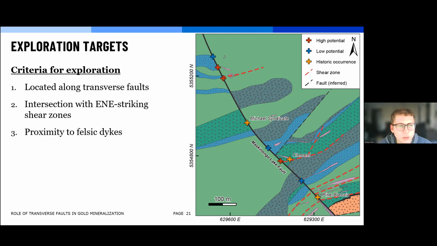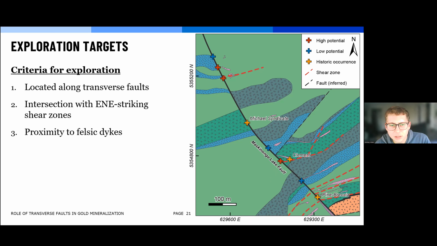The second criteria is this intersection with east-northeast striking shear zones and the major faults. So although these major faults act as conduits, it's the intersection of the shear zones that may be the essential factor in localizing the high-grade economic mineralization. And three being the proximity to competent felsic dikes. This is more of a modifier to point two, but within proximity of these felsic dikes, especially along contacts, you get stronger shearing, likely due to a competency contrast during deformation.